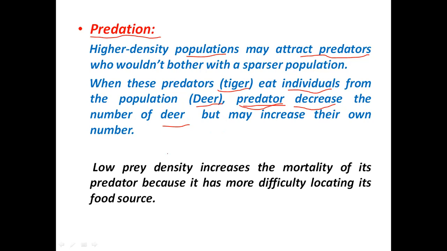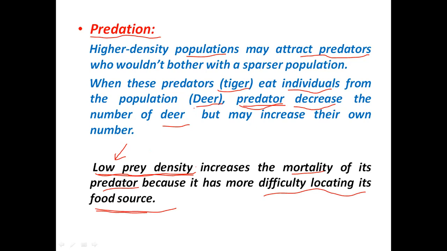So if we have low prey density, for example, if the deer population is low, it will lead to the death of the predator, obviously, because the predator cannot find its food source very easily. It would be difficult for the tiger to locate its food source. So low prey density will decrease the population of the predator. And if we have high density prey, or high density deer, we'll just take an example.